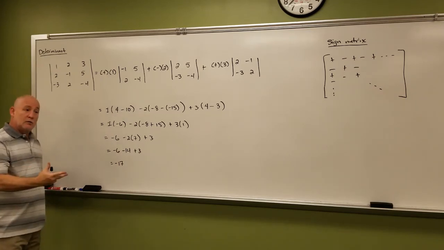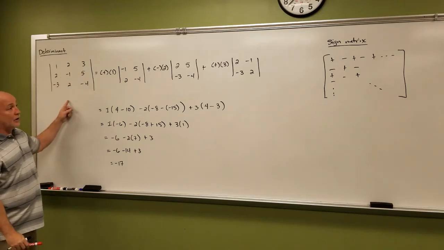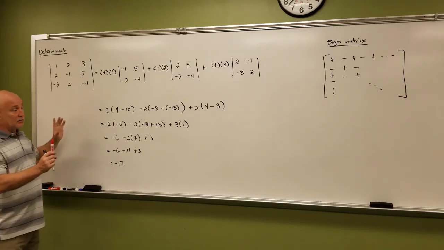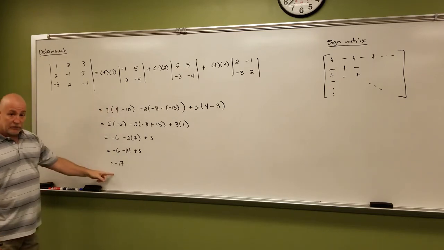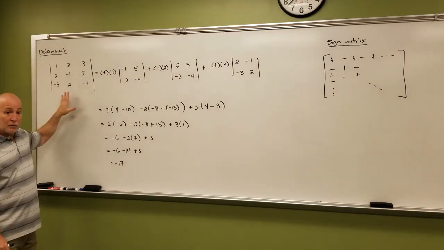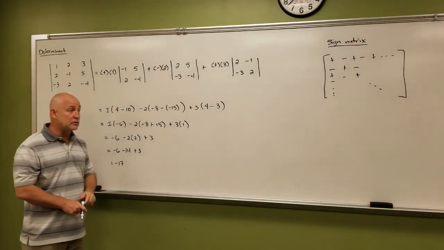So, if you want to do a quick check to see if you understand the method, go through here, pick another row or another column, I don't care which one you pick, and see if you can expand across that, and you should end up with the same negative 17. Doesn't matter which row or column you expand across, you should always get the same value for the determinant.